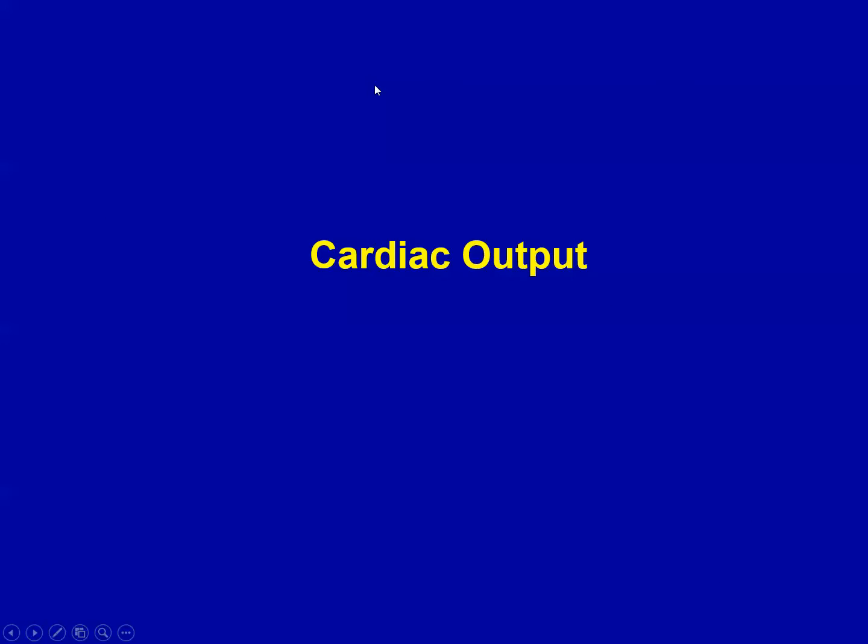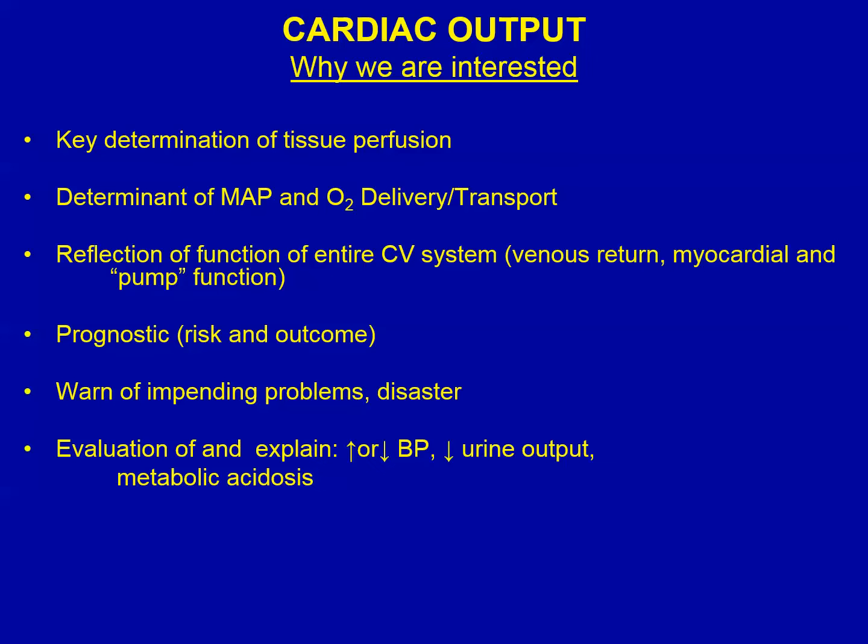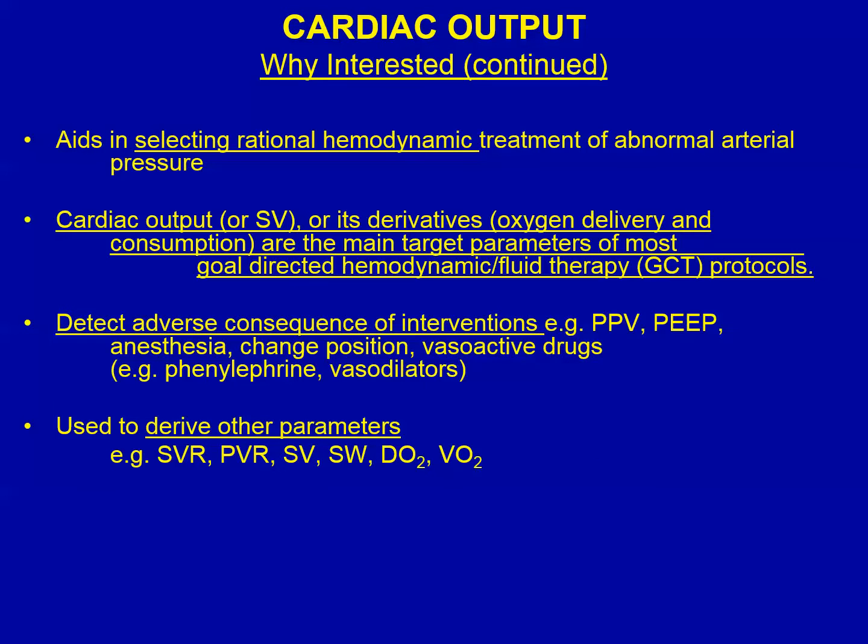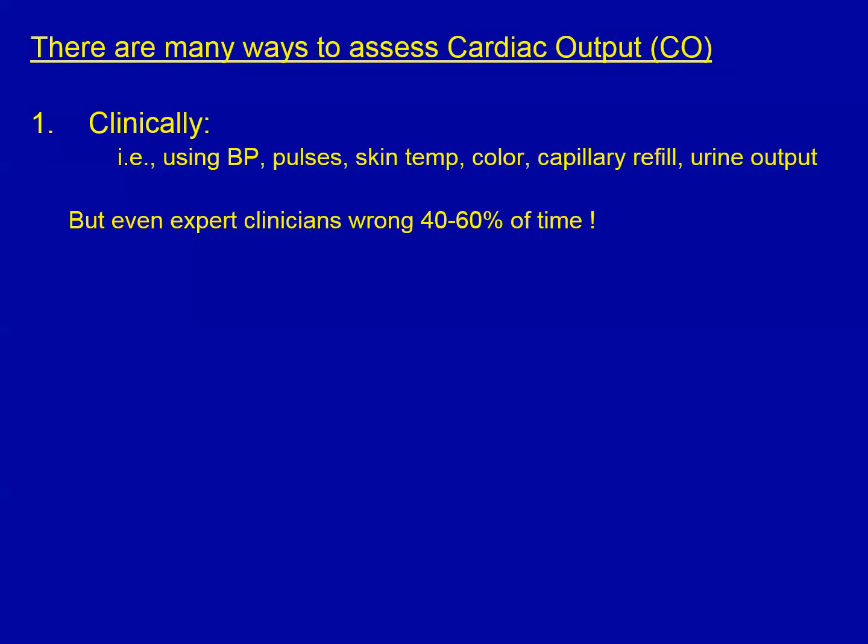Another parameter that we can get from a pulmonary artery catheter is cardiac output. Cardiac output is obviously a very important parameter for the reasons summarized on this slide. And additional reasons are listed on this slide. There are many ways to assess cardiac output.